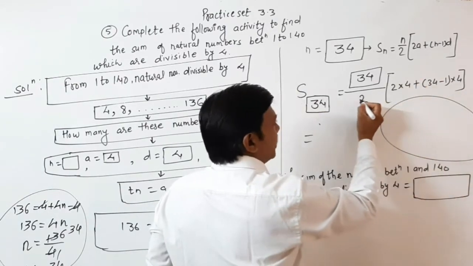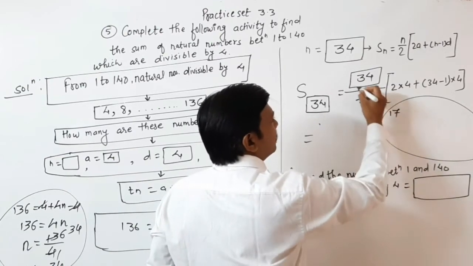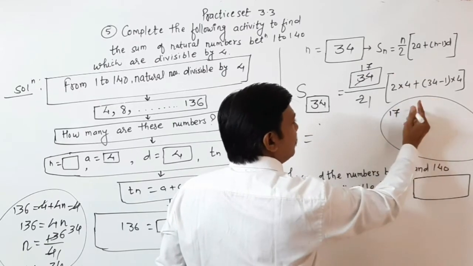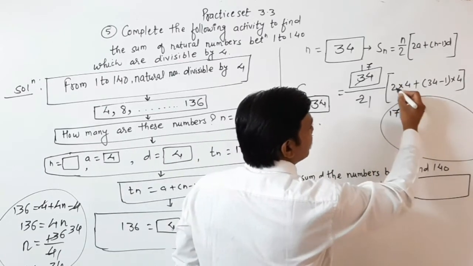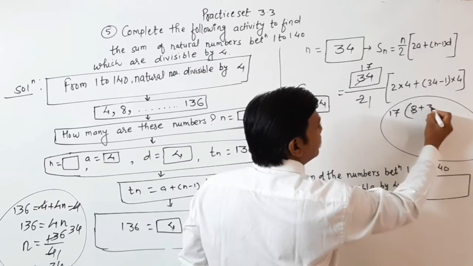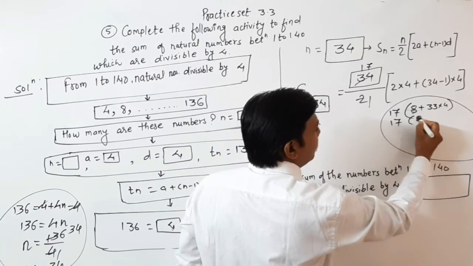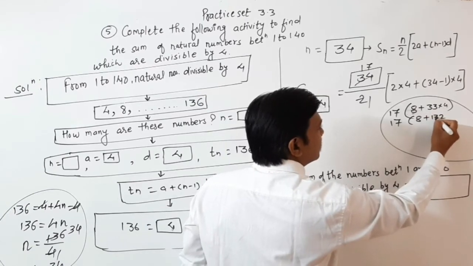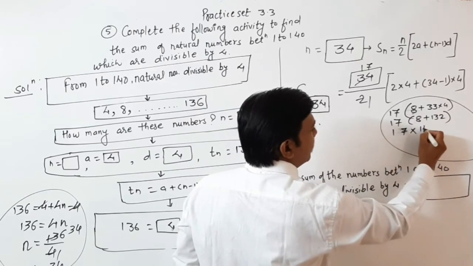So here when you divide this 34 by 2, it is 17, means 2 and this 7. 17 in bracket means it is in multiplication. So 17 into 2 is 8, plus 34 minus 1, that is 33 into 4. So 17, then 8 plus 4 is 12, 12 plus 1, 13.